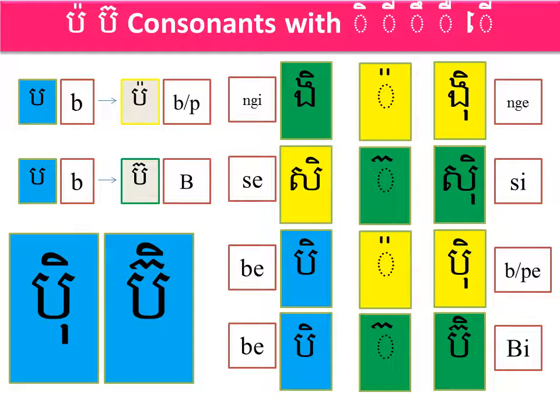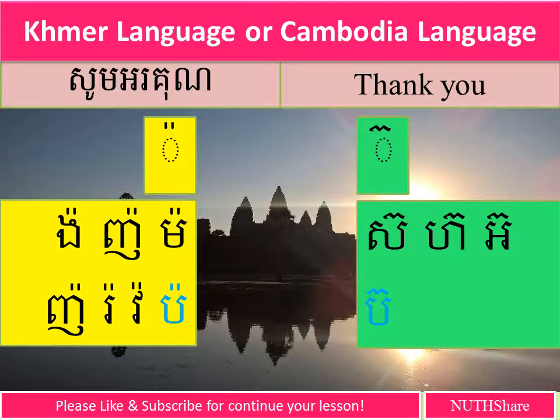Okay, just know what the sign means. That sign means like that. So it's easy, nothing difficult. Just remember the vowel sounds. All the vowel sounds, just remember all the sounds. You will know how to pronounce this word. Okay, please remember it. Thank you.